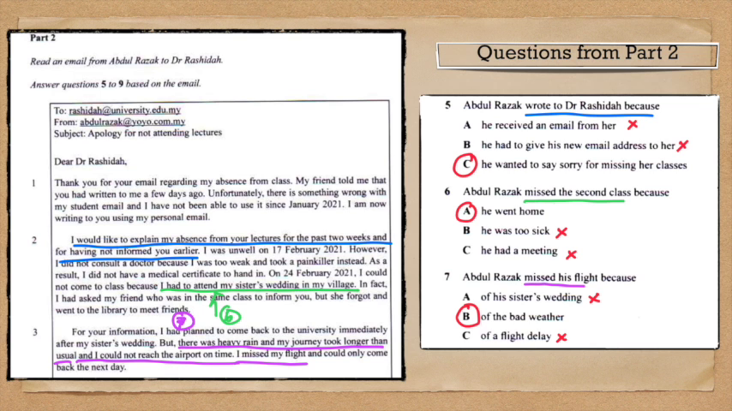So what happened? Why did Abdul Razak miss his flight? Is it because of his sister's wedding? So this is wrong. Is it because of a flight delay? No, it's because of the heavy rain. So heavy rain means the bad weather. So the answer is B.